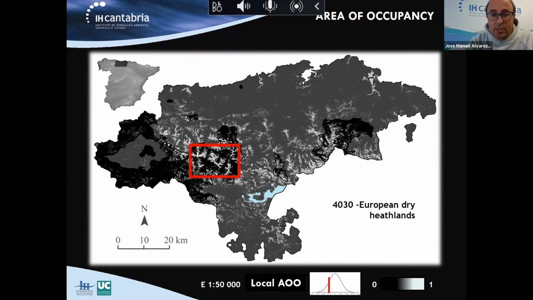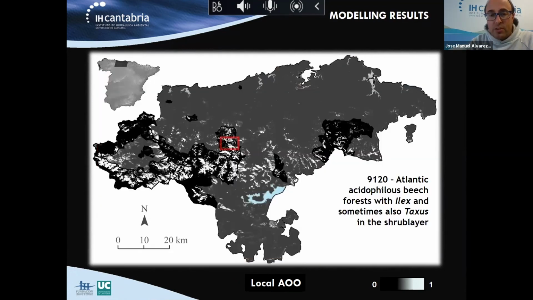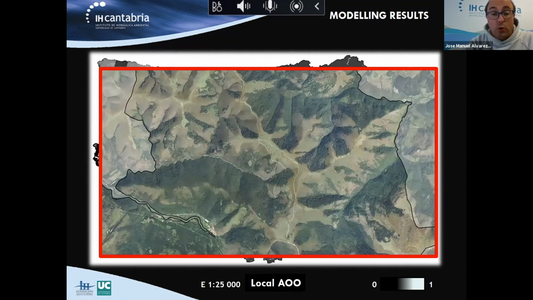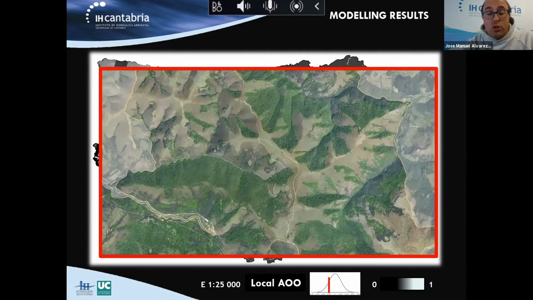This is the dry heathlands. Okay, if we zoom in, this is the map on which we identify the areas where we have heathlands in good or in bad ecological conservation status. This is one about the acidophilous beech forest. So we have the forest. We can change the raster format into vector, just put in thresholds, so we can get patches, as we can get by photo interpretation with higher or lower accuracy.